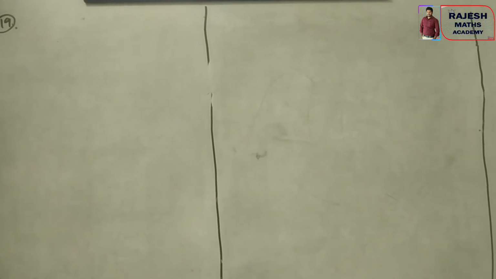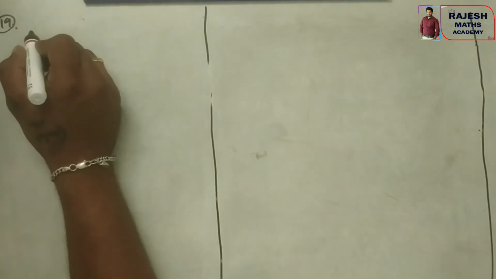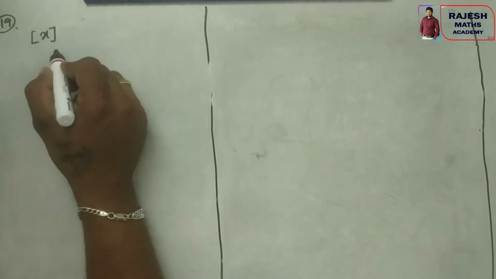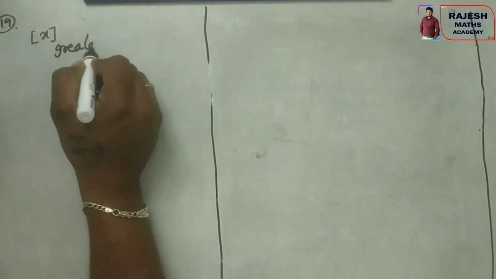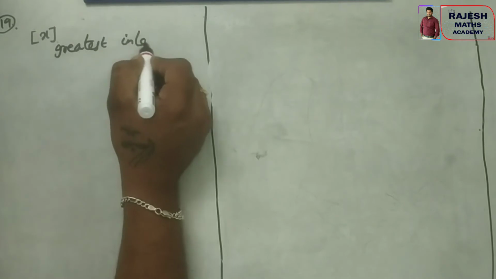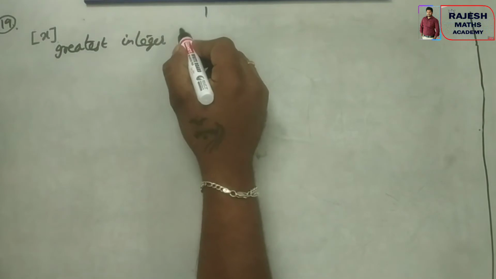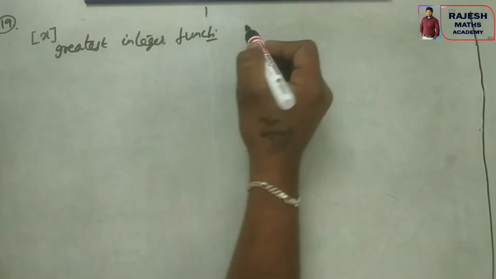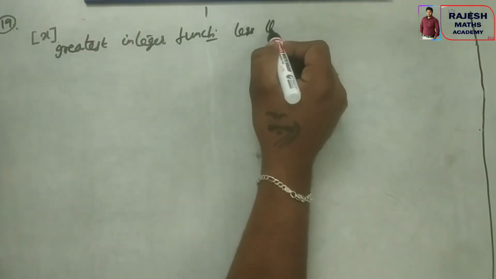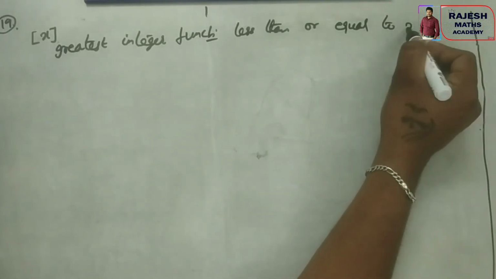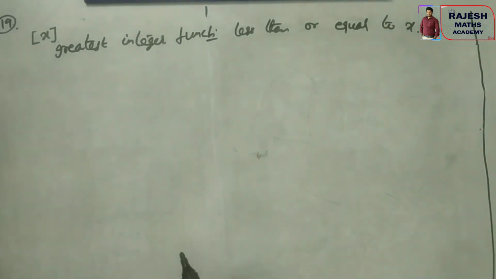Question number 19. Before entering into that, we have to know the definition and concept. We have to know the greatest integer function of x. This is called the greatest integer function, the greatest integer less than or equal to x. So what is the definition of this greatest integer function?